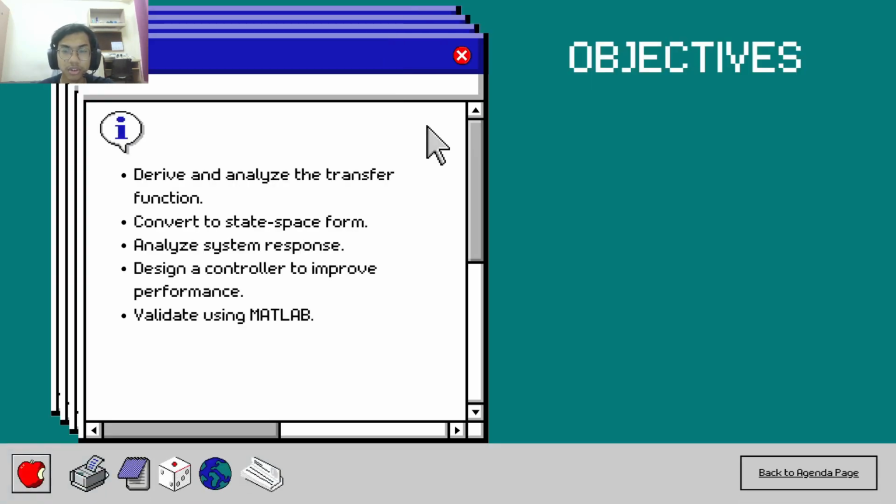The objectives of this project are as follows. First, to derive and analyze the system transfer function. Second, to convert it into a state space form. Third, to analyze how the system responds. Fourth, to design a controller that improves system performance. And fifth, finally, to validate our design and analysis using MATLAB simulations.